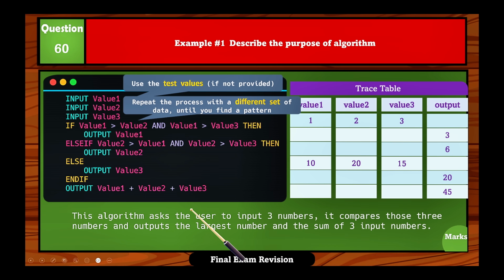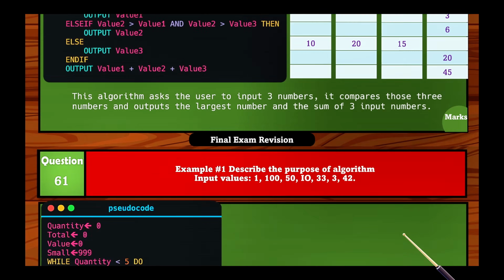Okay, so here is the purpose of the algorithm. The algorithm asks the user to input 3 numbers. It compares those 3 numbers and outputs the largest number and the sum of the 3 input numbers. Okay, so that's how you can find the purpose of an algorithm.